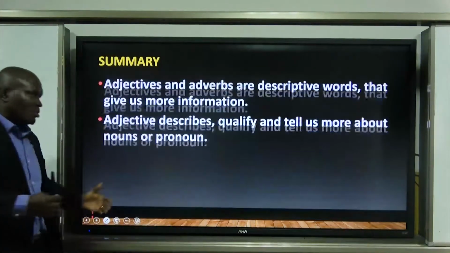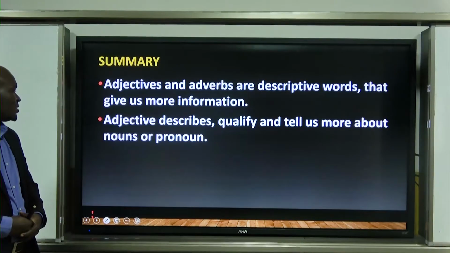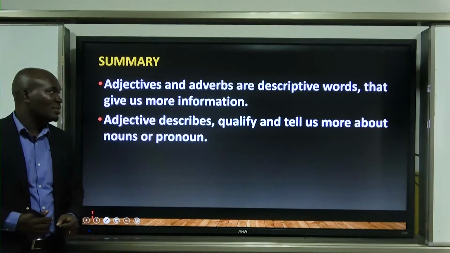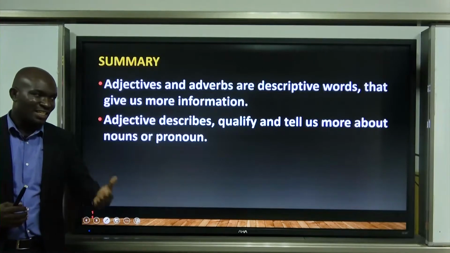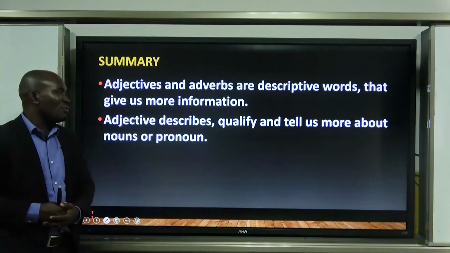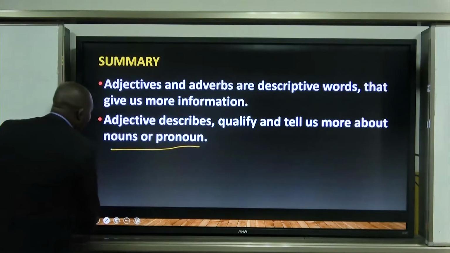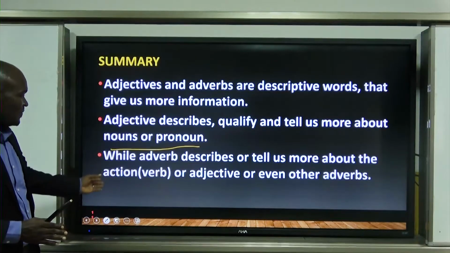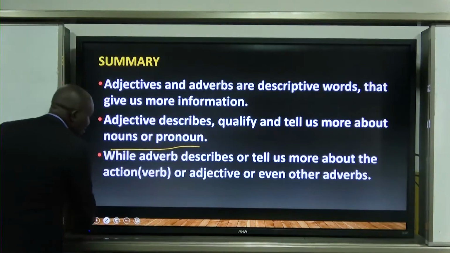Let's quickly run through all we've been discussing, having come to this part of our class. What do you think are adjectives or adverbs? We say they are both descriptive words. They give us more information. Adjectives describe or qualify or tell us more about nouns and pronouns. While adverbs describe or tell us more about the action, which is the verb, or adjective or even other adverb in the sentence. Okay?